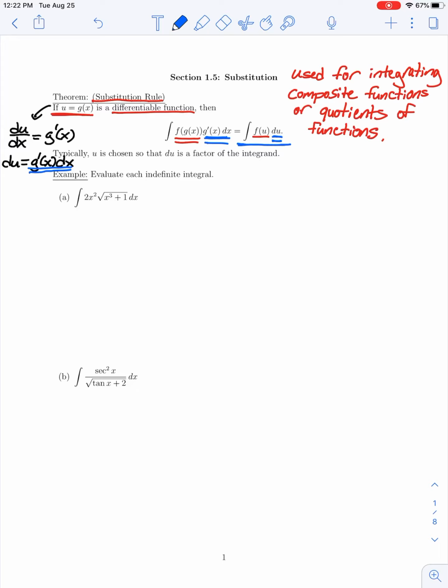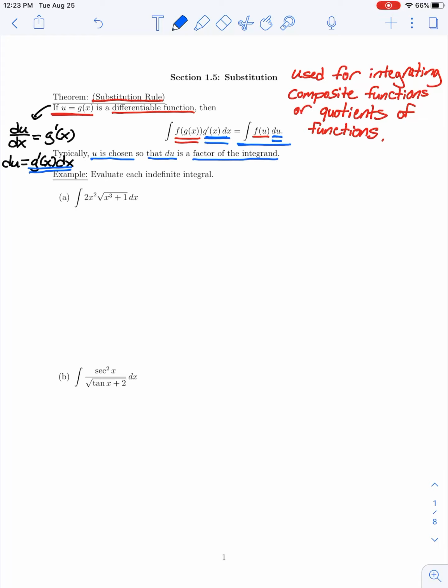The first step of this process involves choosing the value for u. So I mentioned here that in general, typically we would choose u to be that inner function in our composition of two functions. Or to be a little more precise, we choose u so that the differential of u will be some factor of the integrand. Now, in the vast majority of cases, we're using substitution to integrate composite functions, and u is chosen to be the inner function in that composition.